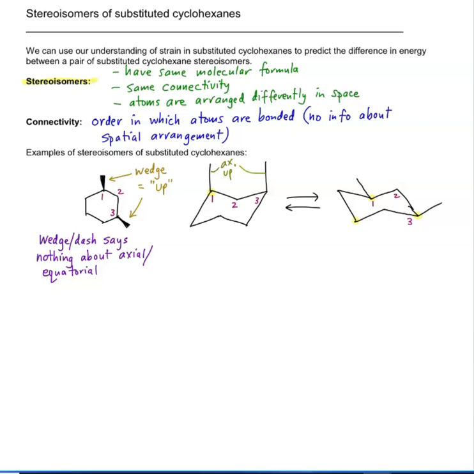Now we're still trying to get to this idea of stereoisomers, so let's look at what's going on here. We have 2 methyl groups, and they're on the same side of the ring. They're both up. So this would be the cis isomer, meaning that the groups are on the same side of the ring. It doesn't matter if they're both up or both down, both of those qualify as being cis.